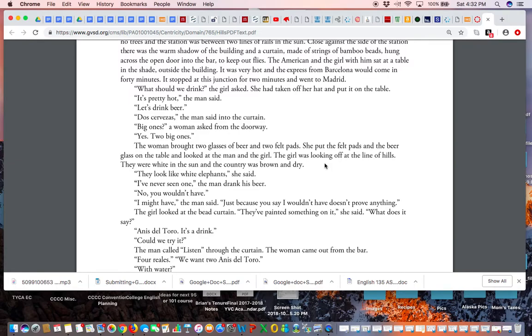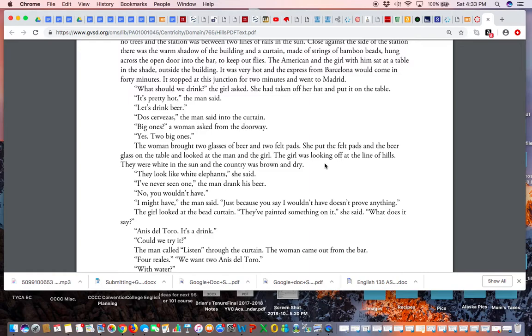"It's pretty hot," the man said. "Let's drink beer." "Dos cervezas," the man said into the curtain. "Big ones?" a woman asked from the doorway. "Yes, 2 big ones." The woman brought 2 glasses of beer and 2 felt pads, and she put the felt pads and the beer glasses on the table and looked at the girl and the man. The girl was looking off at the line of hills. They were white in the sun, and the country was brown and dry. "They look like white elephants," she said.